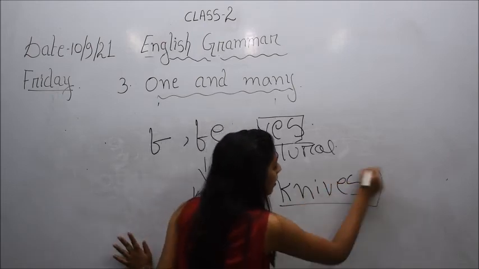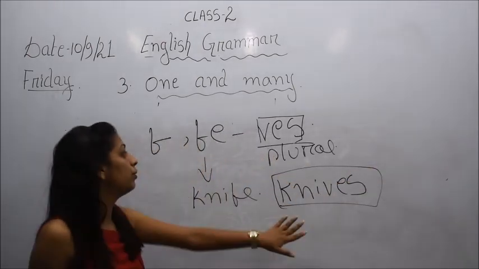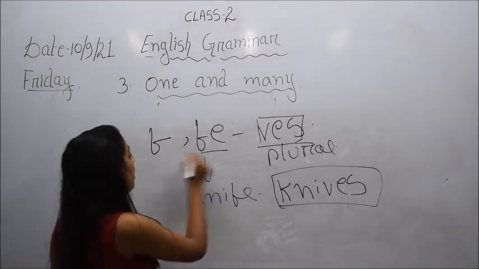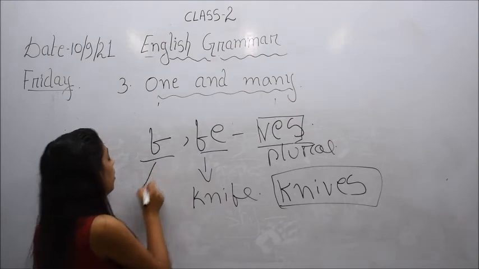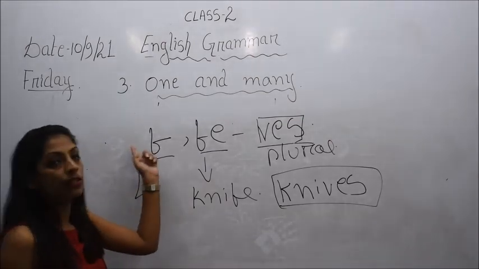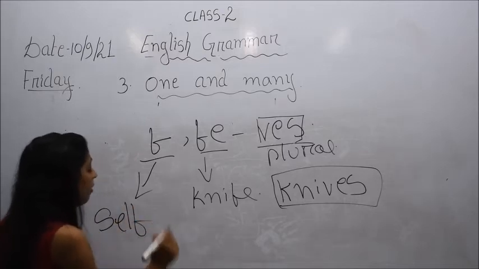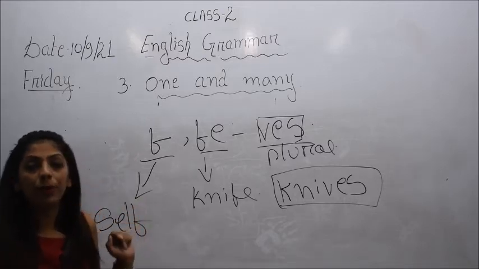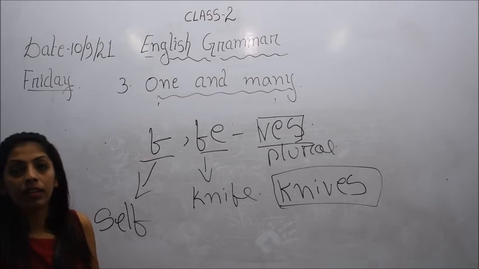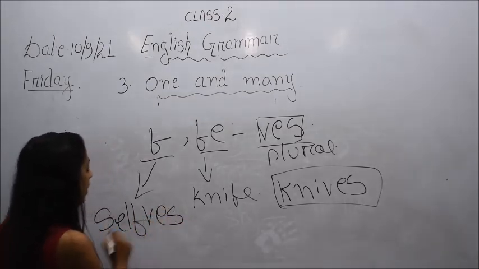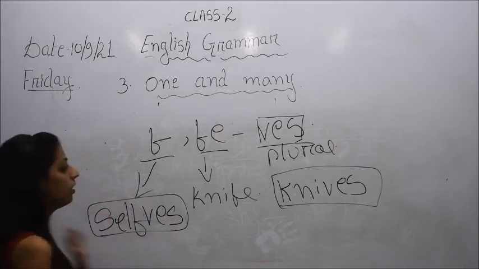Knives, knives. So this is how you have to make the plural form of the words ending with fe or f. And for another example which ends with f is shelf. So how will you transform it into plural form? By adding ves. So now it has become a plural noun.